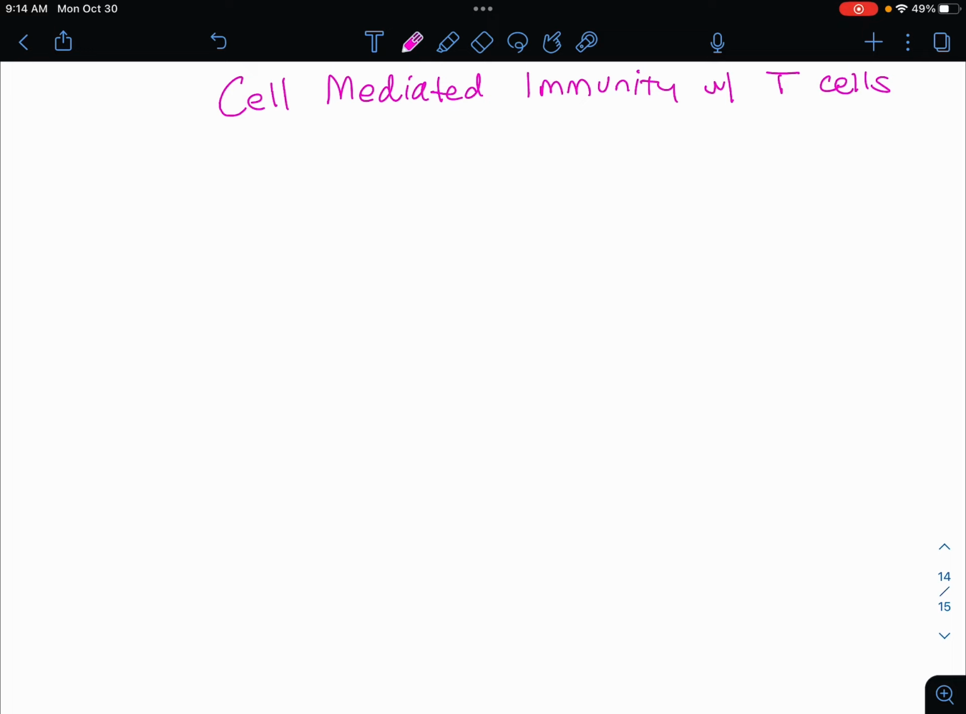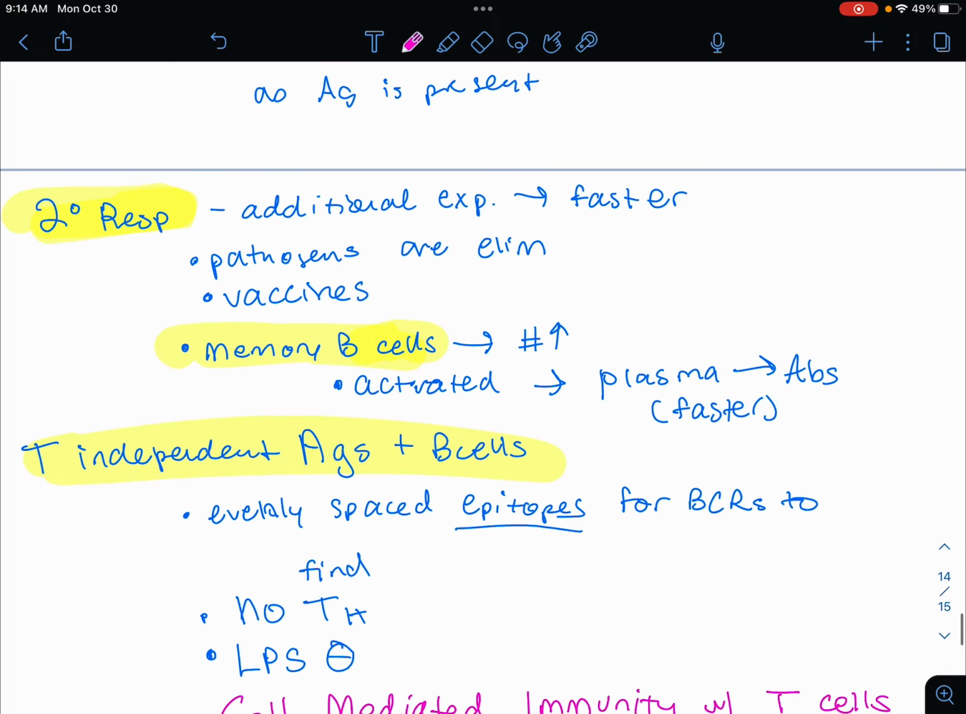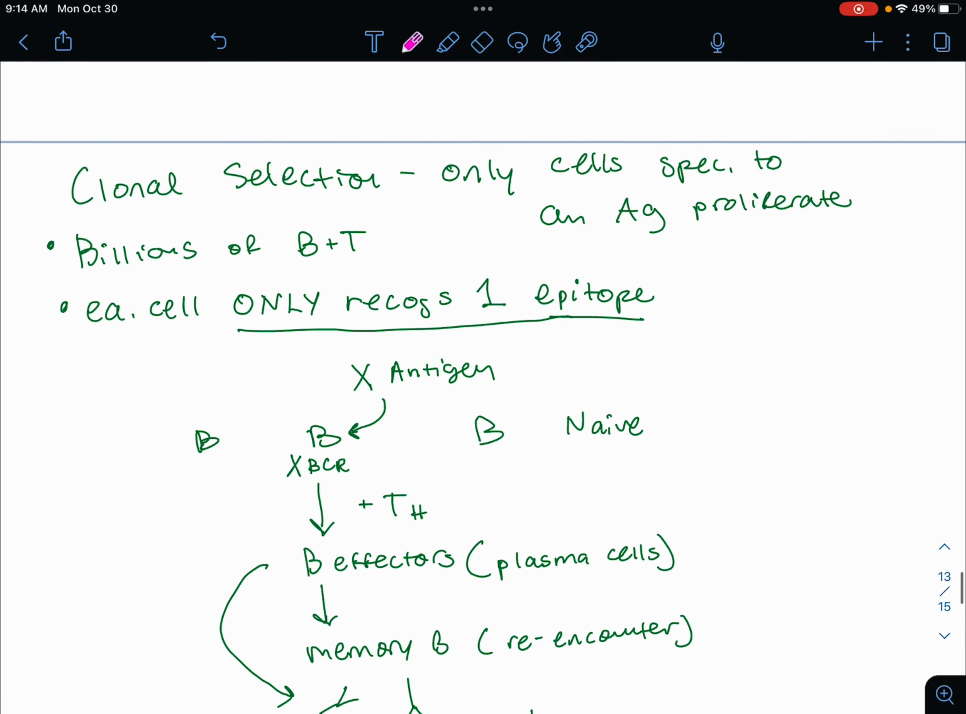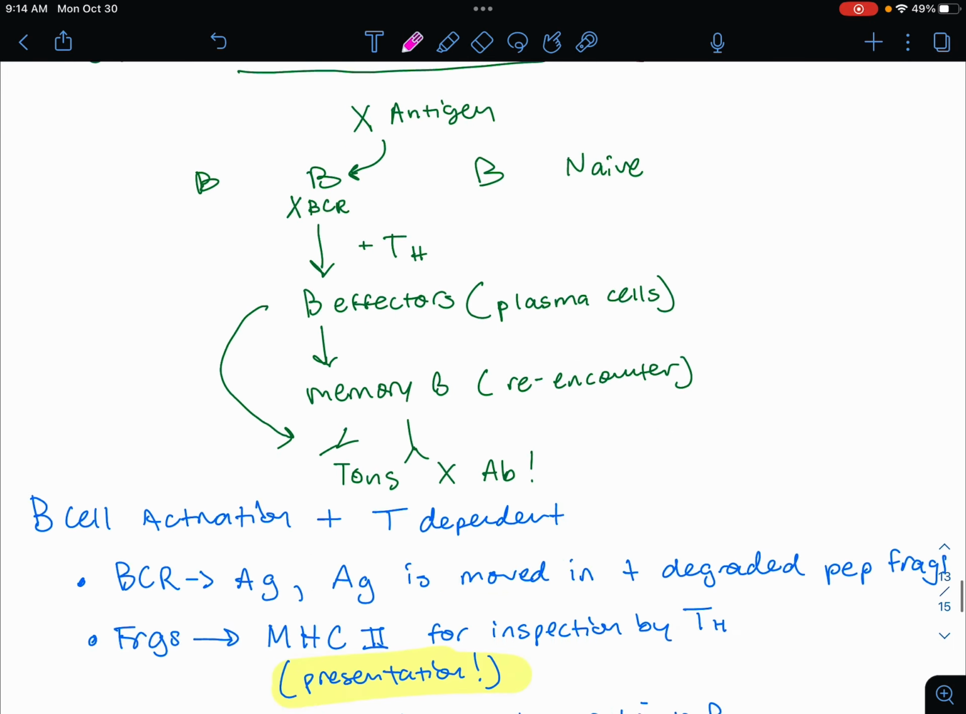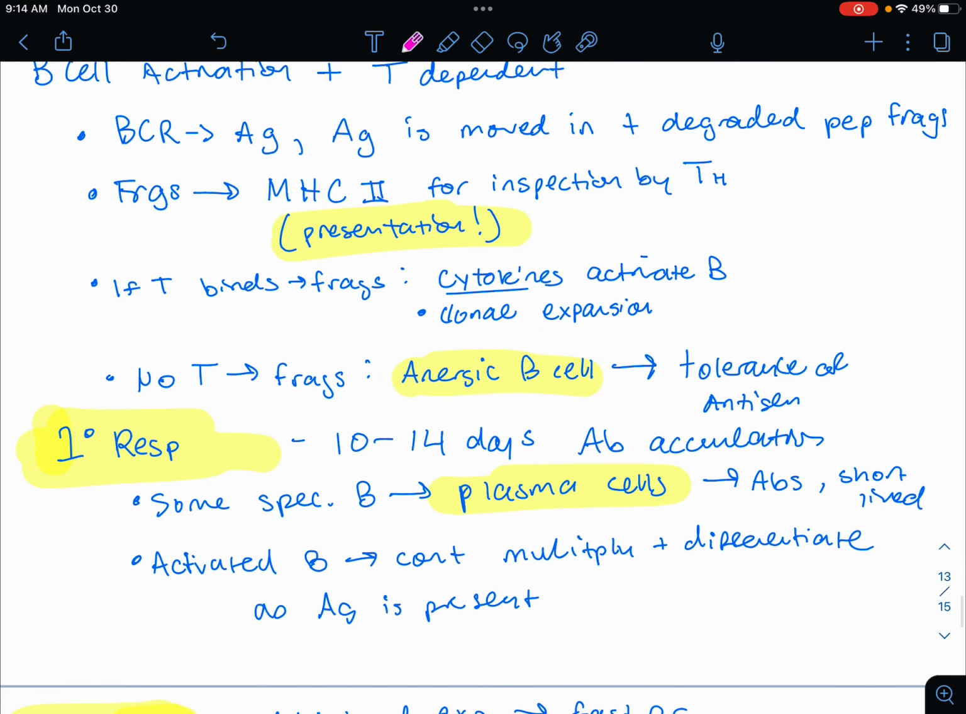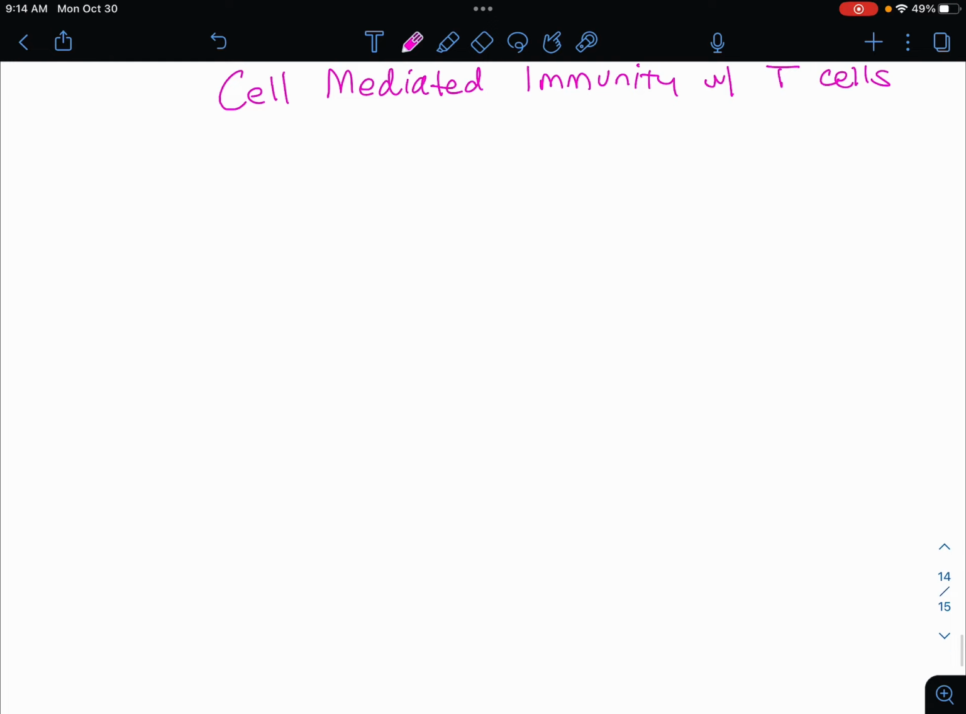And this time we're going to go into the second half of adaptive immunity, where we're going to look at the cell-mediated immunity, or the T cell response. So this is going to be different from the humoral response, or the humoral system, that we went over last time. This time we're not producing any antibodies in cell-mediated immunity. And we're going to be looking at the T cells more than the B cells.